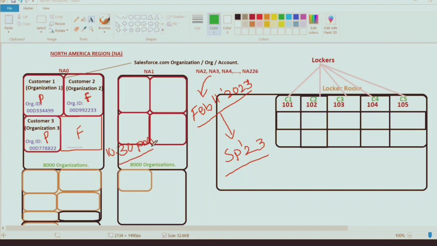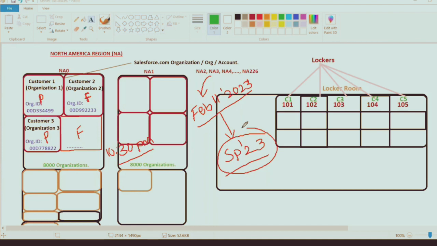Now tell me, these new release features will be applicable to whom? Only to the paid customers or to the free customers also? Paid customers only? Everyone? Whenever Salesforce is giving the new release, these new release features will be applicable to whom? Only to the paid customers or to both paid and free customers? Every customer. Whatever new features Salesforce provides will be applicable to all the customers, irrespective of the customer type. He may be paid, he may be free.